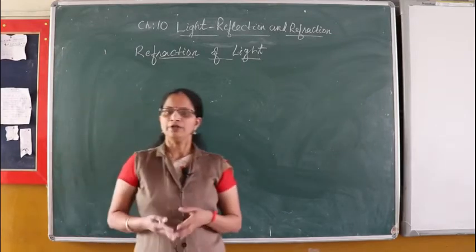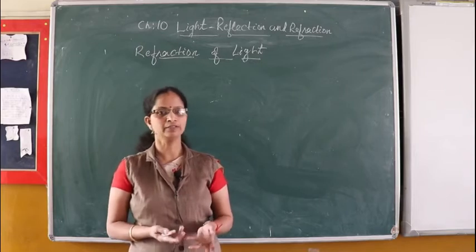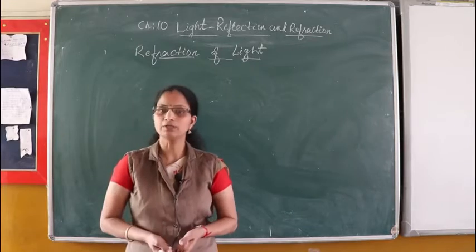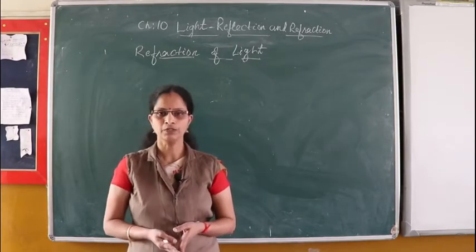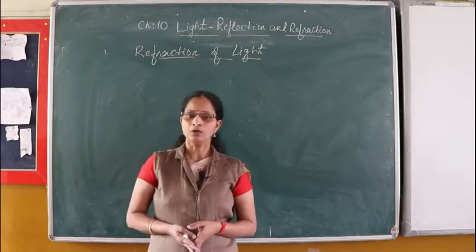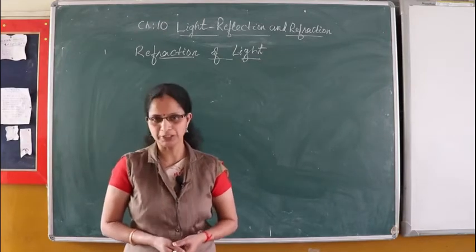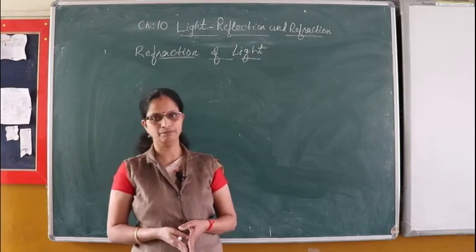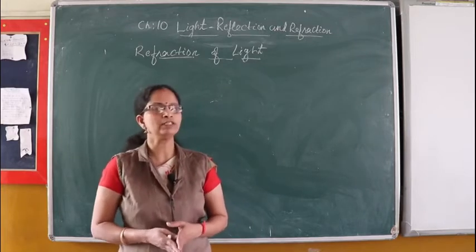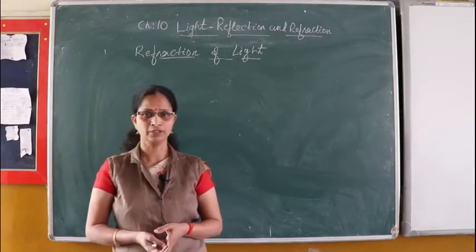Now light can pass through many transparent media. Air is a medium through which light can travel forward. Water and other transparent liquids are there through which light can pass. And light can also pass through transparent solids. Now the next question is, when light travels through these different transparent media, does anything else happen? That's what we are going to study now. When light enters from one transparent medium to another transparent medium, what changes take place?